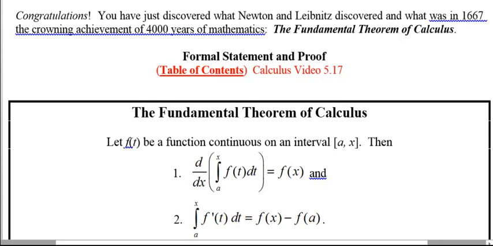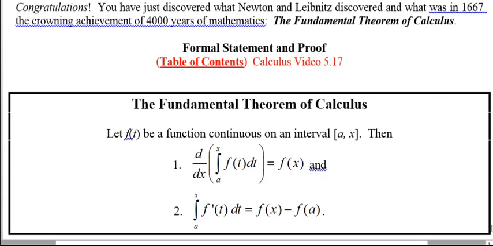So we have discovered now what Newton and Leibniz discovered, and what was in 1667 the crowning achievement of 4,000 years of mathematics, and certainly one of the crowning jewels of mathematics to this day, the Fundamental Theorem of Calculus. And so the Fundamental Theorem of Calculus says let f of t be a function that's continuous on the closed interval from a to x. Okay, then we have two results.